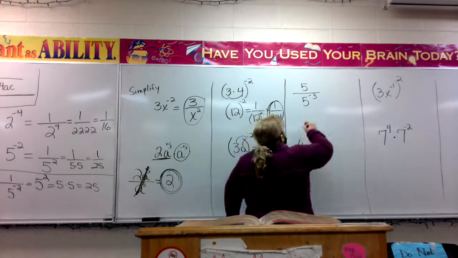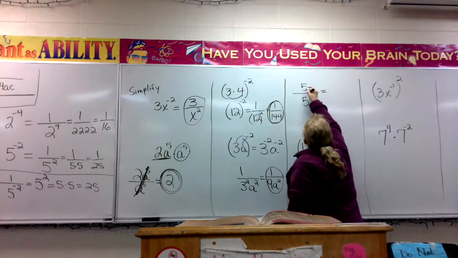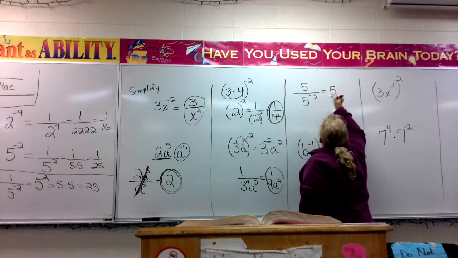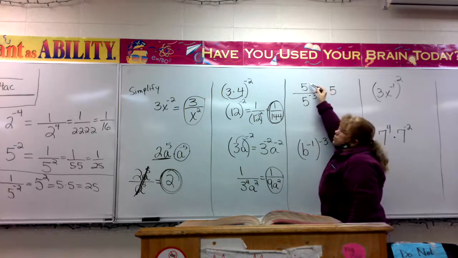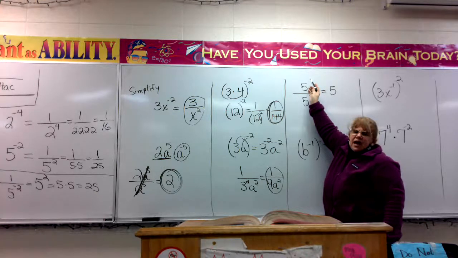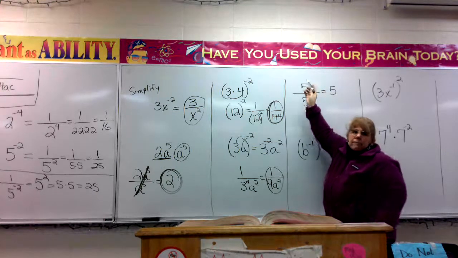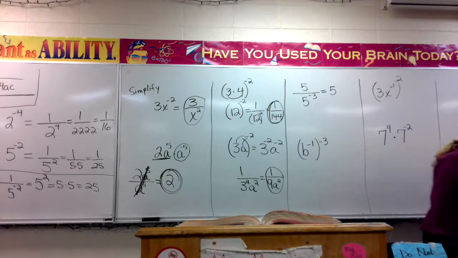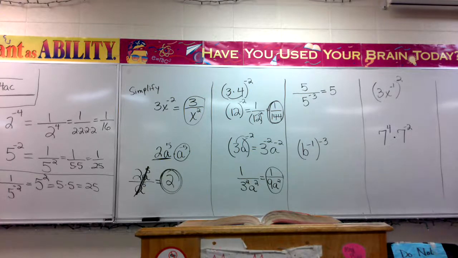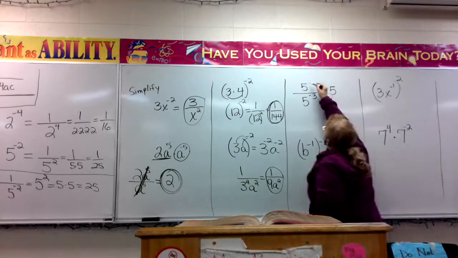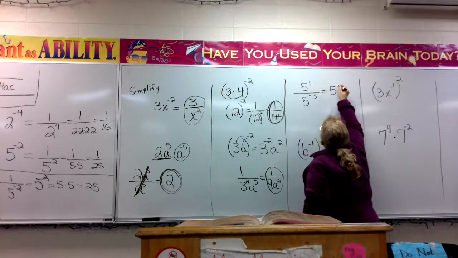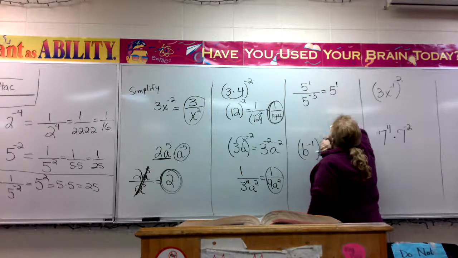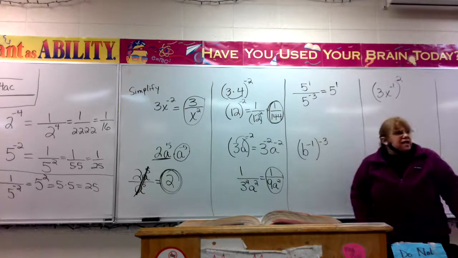Oh boy, here's a negative in the bottom. That one's not negative, so I'm going to leave that one alone. By the way, what do we assume is the exponent on that one up there? 1. Yes, we assume this is a 1. It's a positive 1, so we'll leave that one alone. That one is negative.